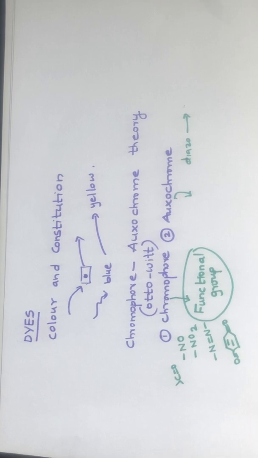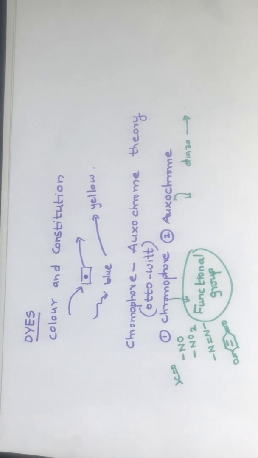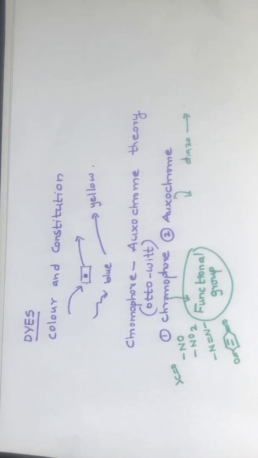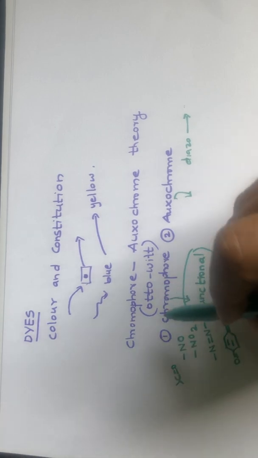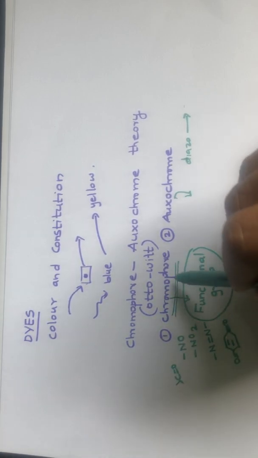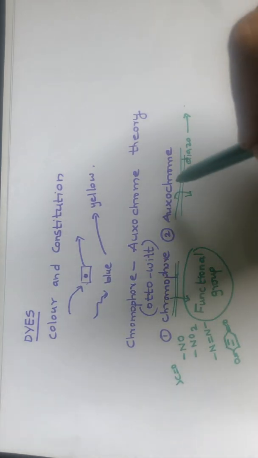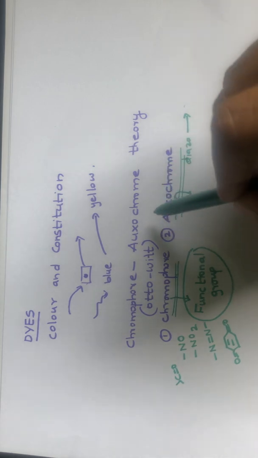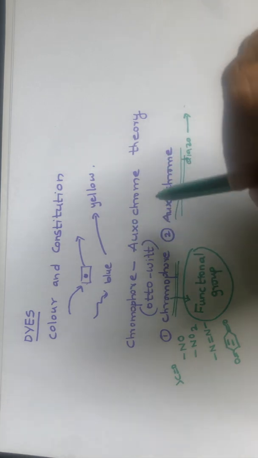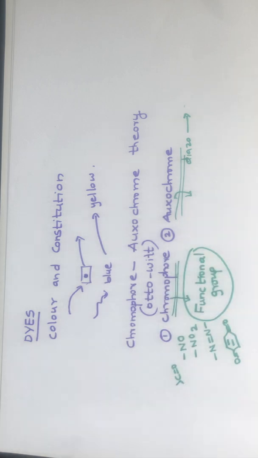Okay, so auxochromes are the groups which do not produce any color, but the presence of these groups will intensify the color. So these are called as chromophore. So these are the functional groups whose presence will result in a color of a substance, and their presence will intensify the color. That means if an auxochrome is present alone, the compound will not be colored. If the auxochrome is present along with the chromophore, then only the compound will be colored.